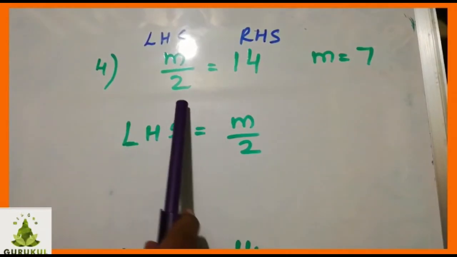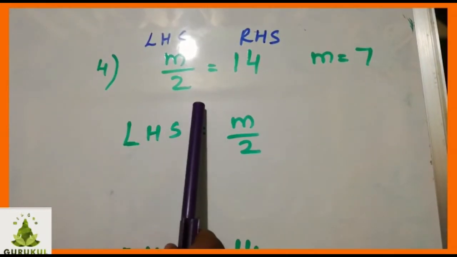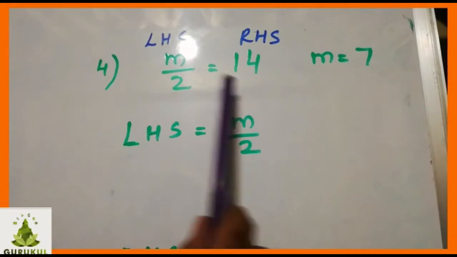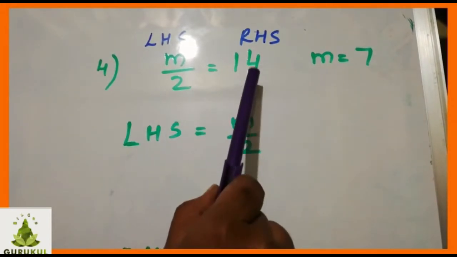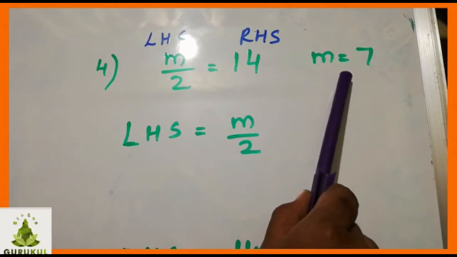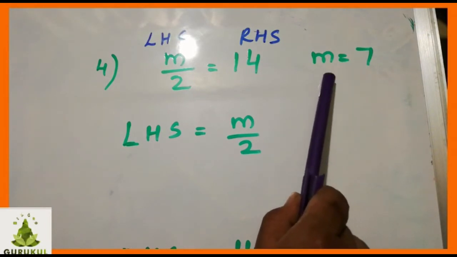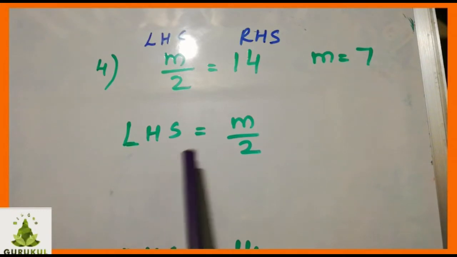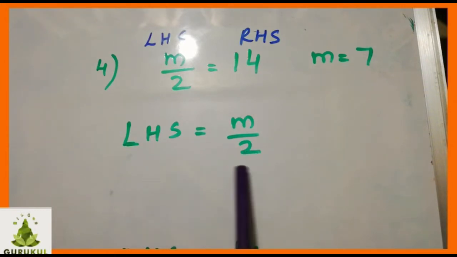Now check the equation given. This is m upon 2, that is m divided by 2 is equal to 14. This is the LHS, this is the RHS. Now we have to put the value of m equals 7 and check whether the value of m satisfies LHS and RHS. Is this equation satisfied or not?